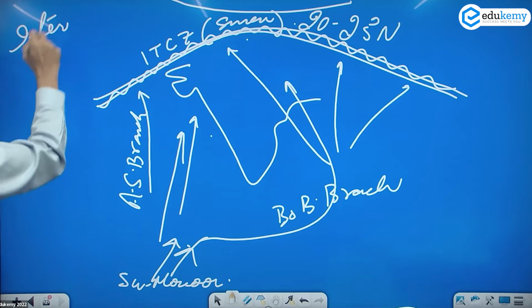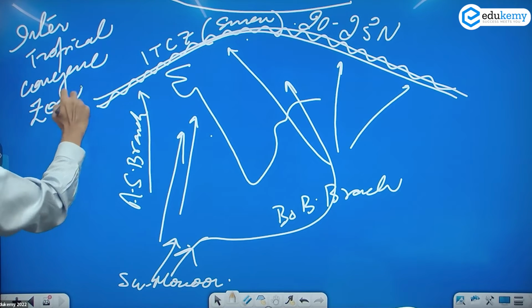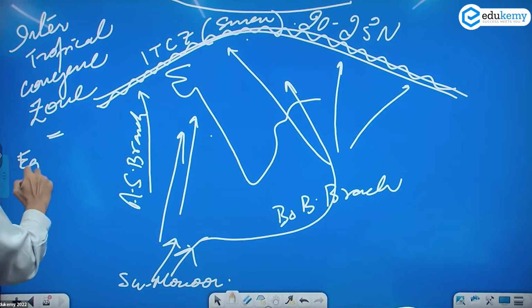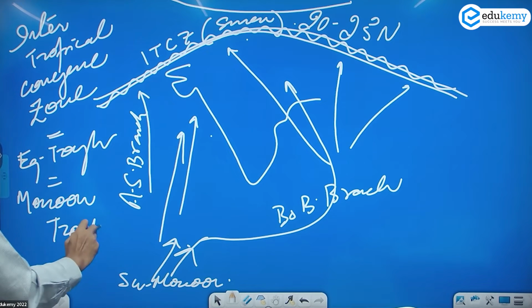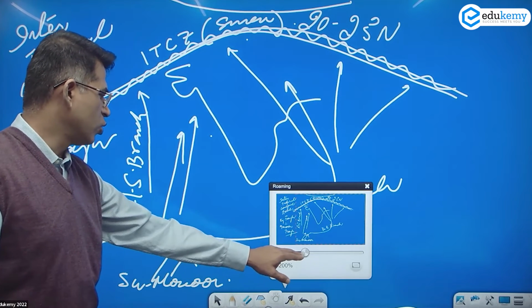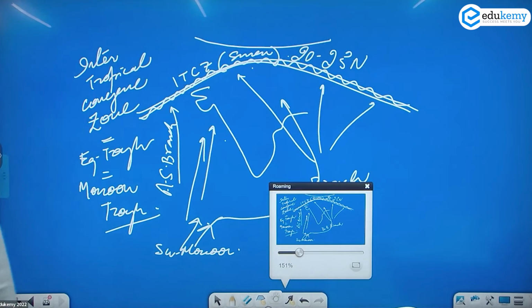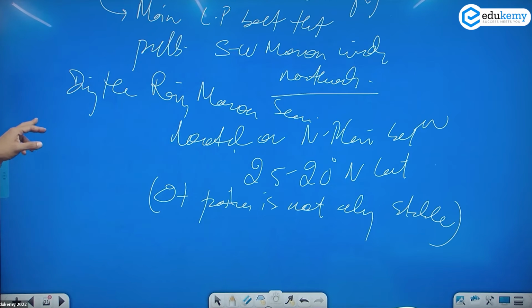ITCZ: Intertropical Convergence Zone, also called the Equatorial Trough. In India it is called the monsoon trough. The Intertropical Convergence Zone is the zone where the trade winds meet. So this is your fourth influence, correct?